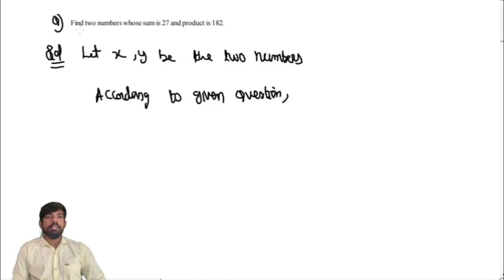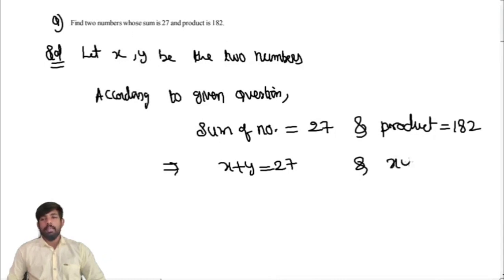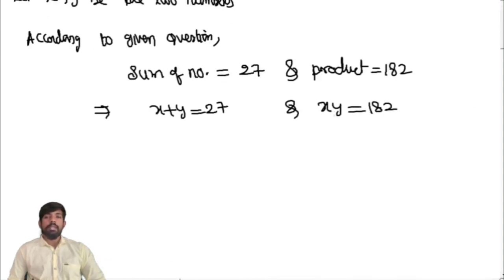we can write it as sum of numbers is equal to 27, and product is equal to 182. So what is sum? Sum means addition. Addition of two numbers is x plus y is equal to 27, is given. And product means multiplication, x into y is equal to 182. From here what we can write, in the place of y, I am sending x to the right hand side, 182 by x, can I write?